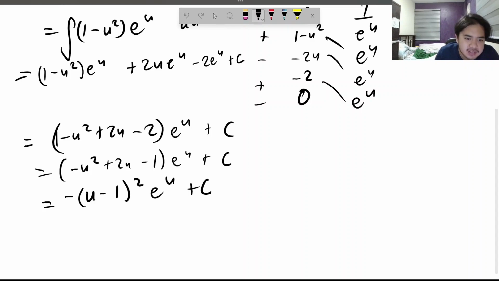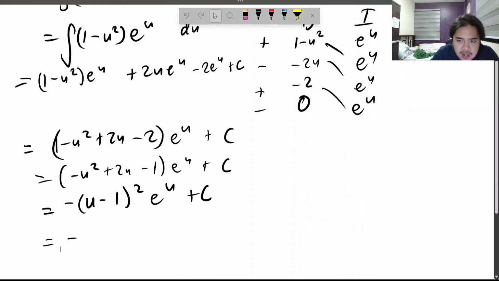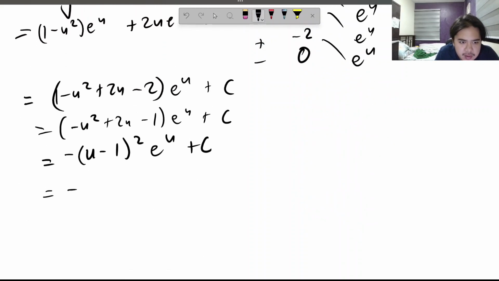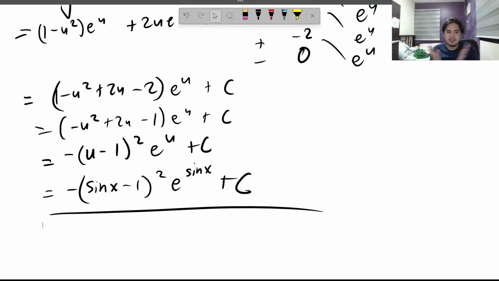Nice. And then what we can do here is to substitute it back to sine x. So u is sine x. So negative sine x minus 1 quantity squared e to the sine x. Let's see. And that's a good answer. So that's all I can do for now.